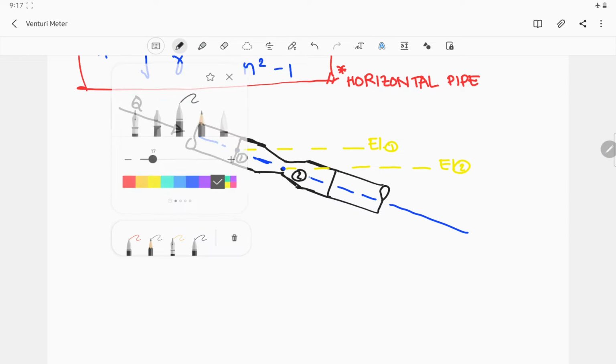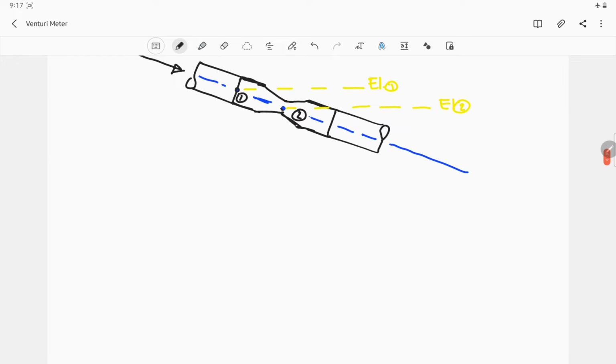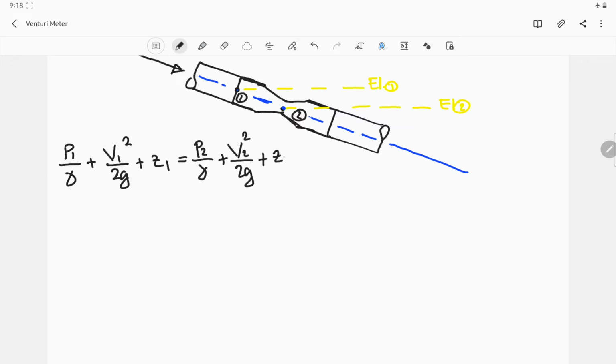So again, same as the previous derivation, we'll start with casting the Bernoulli's energy equation between point 1 and point 2. Okay, the total energy, or the sum of the energy, at point 1 and point 2. It's the pressure head, the elevation head, velocity head, and the elevation head. Sorry, that's point 2.